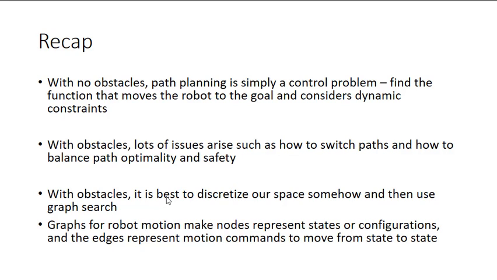But we saw that with obstacles, lots of issues arise. We don't really know how to switch the paths, and we don't really know how to balance path optimality and safety. So what we came to is that it's probably best to just discretize our space somehow and then use graph search. When we use graph search for motion planning, the nodes represent the states or the configurations. Those could be like XY, or they could also be like XY theta. And then the edges represent the motion commands to actually move from state to state.